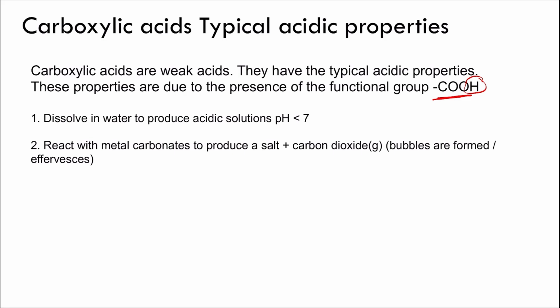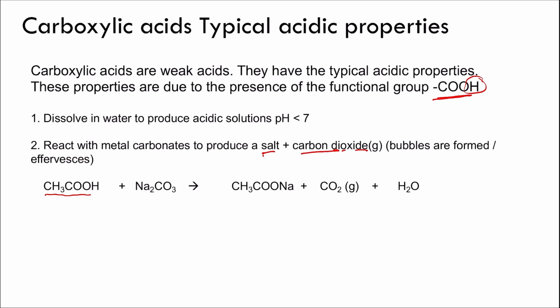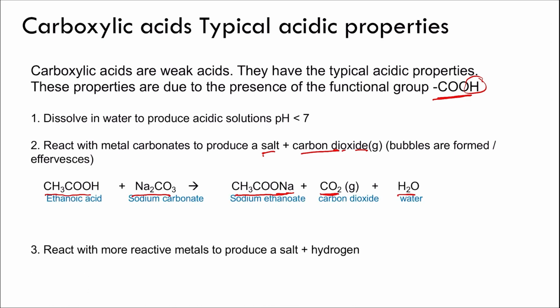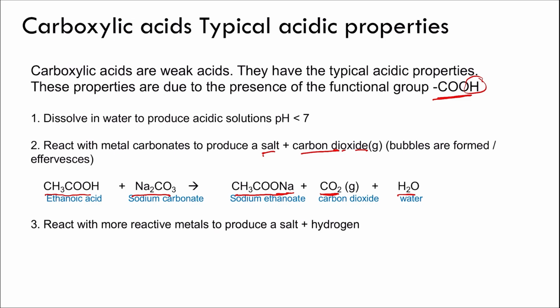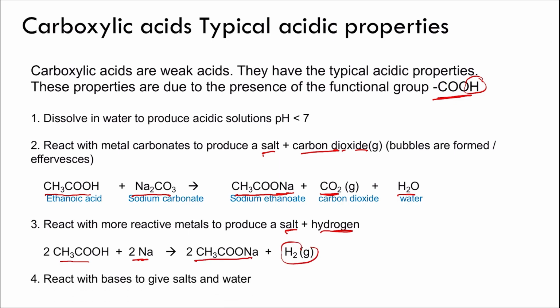They react with metal carbonate to give you salt and carbon dioxide gas, which can be identified as bubbles or effervescence. So if you have ethanoic acid with sodium carbonate, that will give you sodium ethanoate, which is the salt, carbon dioxide gas, and water. They also react with more reactive metals to produce salt and hydrogen in the same way as acids. So ethanoic acid can react with sodium to give you sodium ethanoate and hydrogen. And finally, they react with bases to give you salt and water.